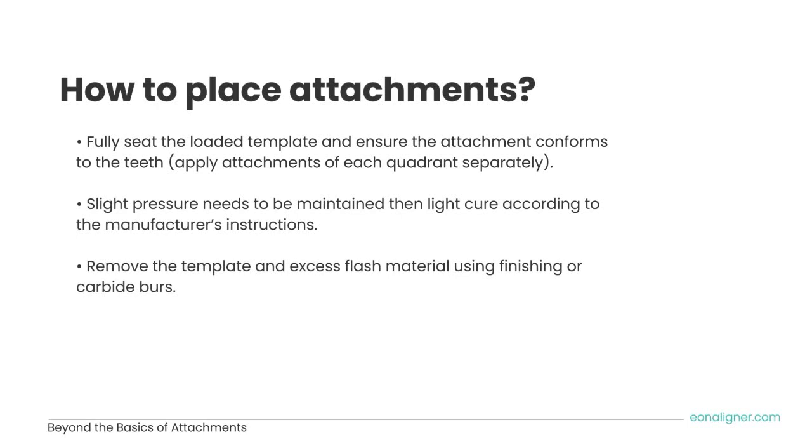Apply attachments of each quadrant separately. It is usually recommended that no more than 3 attachments are placed per quadrant simultaneously, as this will affect the insertion and removal of the template. Slight pressure needs to be maintained on the attachments during light curing, according to the manufacturer's instructions. Remove the template and excess flash material using finishing or carbide burrs.